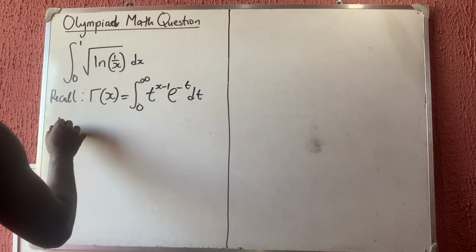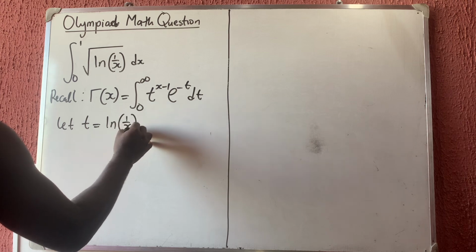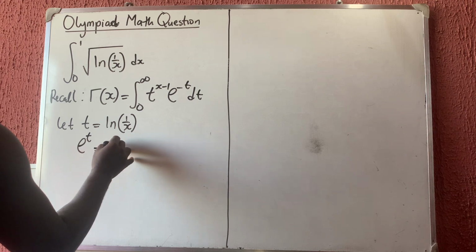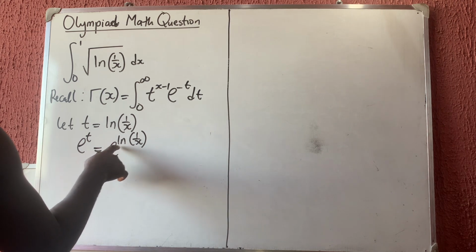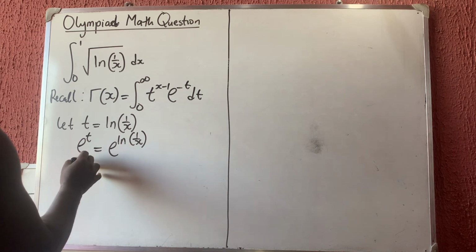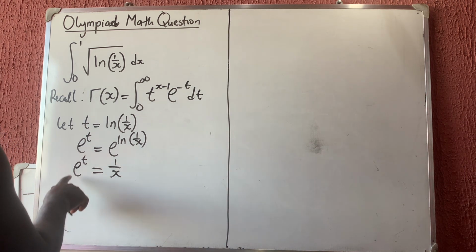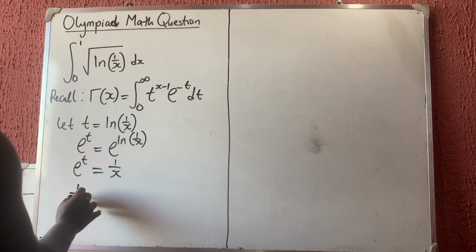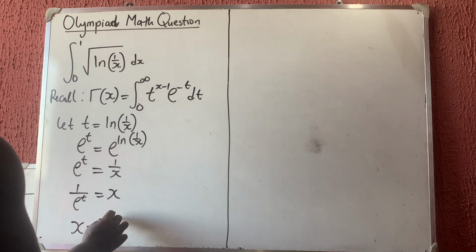So now what do we do? Let's say let t be equal to ln 1 over x. So let us take the exponential of both sides. So I have the exponential of t is equal to exponential of ln 1 over x. Don't forget that exponential is the opposite of ln, so they cancel out. Therefore e raised to power t will be equal to 1 over x. Now if we take the reciprocal of both sides, we have 1 over e raised to power t is equal to x. So according to indices, x is now equal to e raised to power minus t.